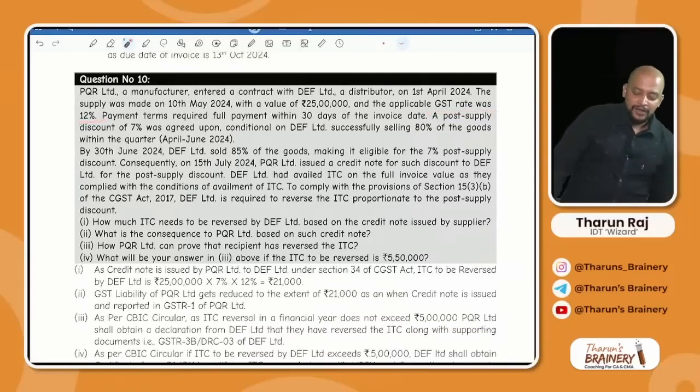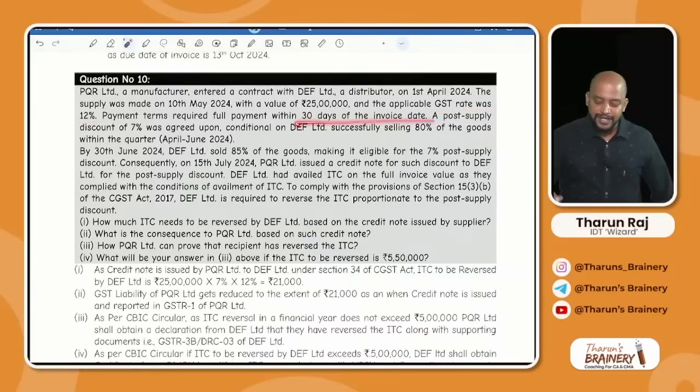Payment terms required full payment within 30 days of the invoice date, and a post-supply discount of 7% was agreed upon, conditional on DF Limited successfully selling 80% of the goods within the quarter. So I am PQR, you are DF, and if you sell more than 80% in a quarter, I will give you a post-supply discount of 7%. Now I will not give it yet, but I have entered into an agreement with you that I will give you the discount. Means the post-supply discount terms were agreed before the time of supply, yes.